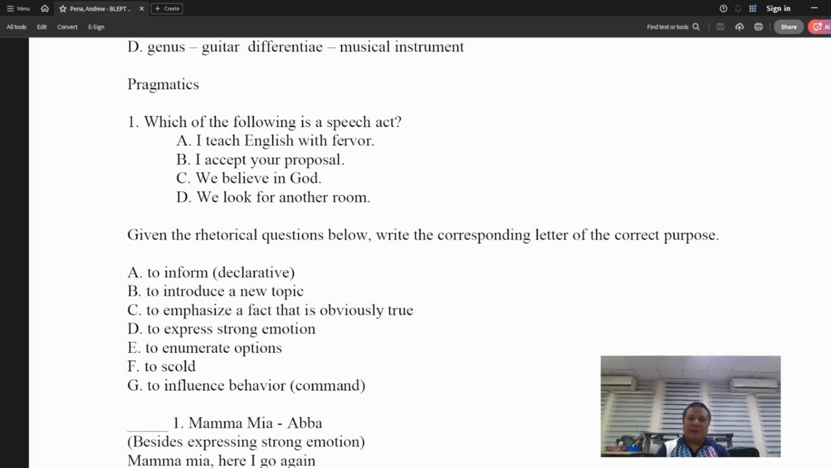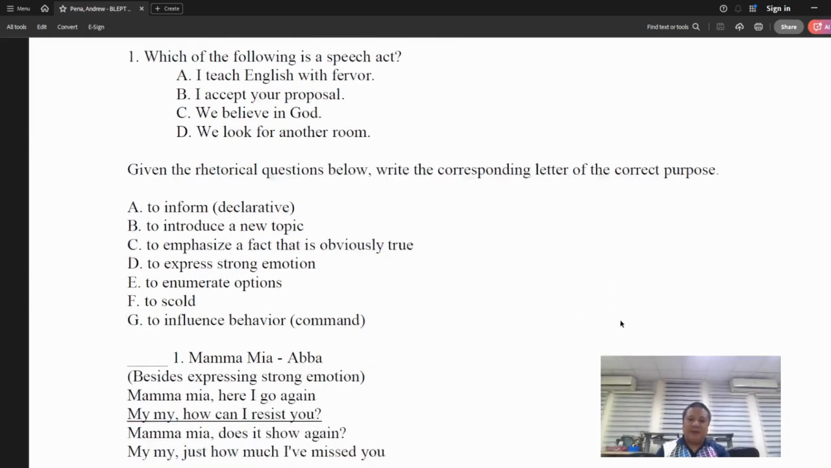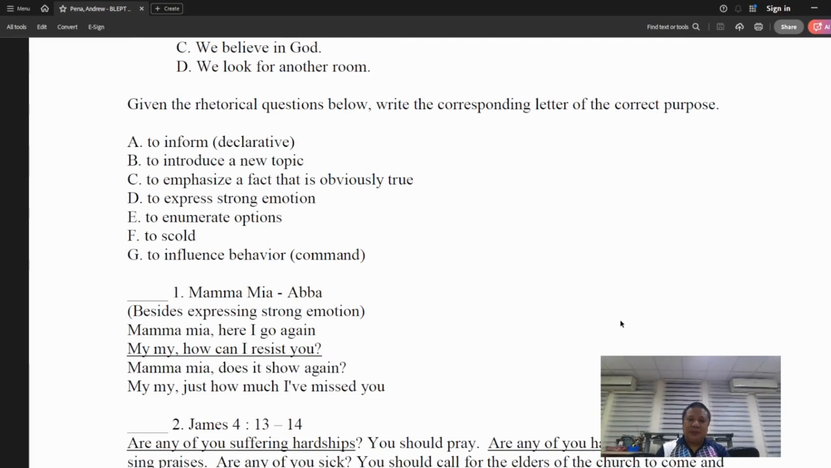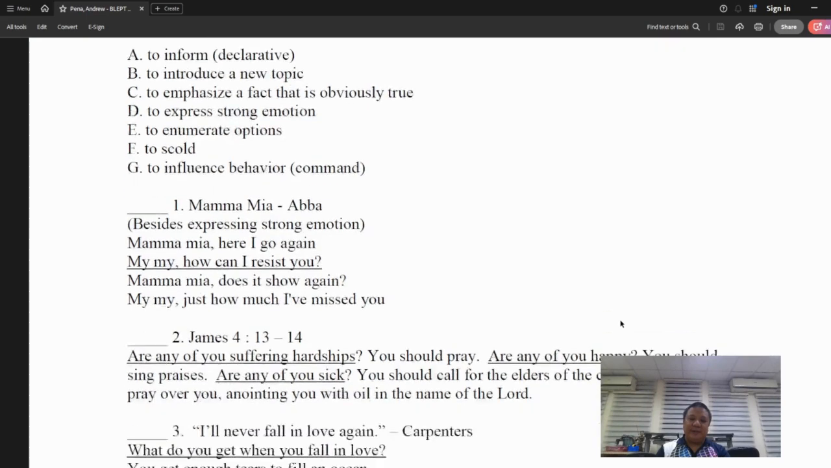Given the rhetorical questions below, write the corresponding letter of the correct purpose. A, to inform, declarative. B, to introduce a new topic. C, to emphasize a fact that is obviously true. D, to express strong emotion. E, to enumerate options. F, to scold. G, to influence behavior or command.